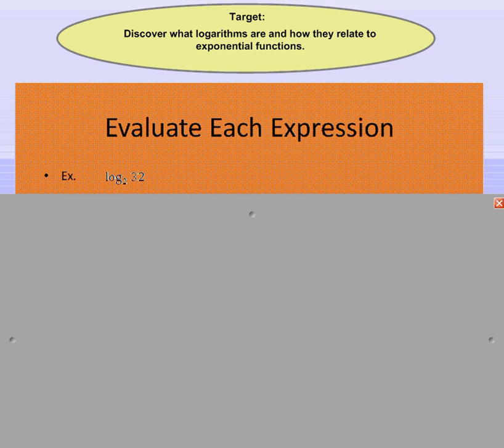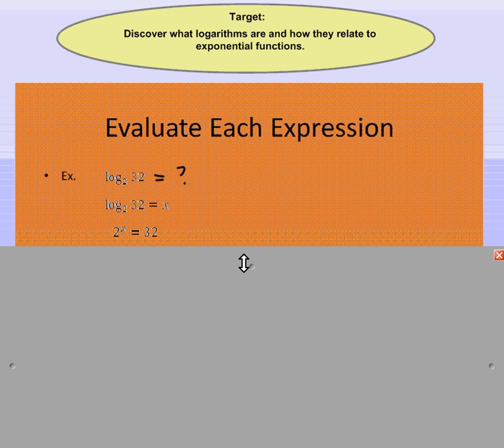This is going to allow us to evaluate. Basically, when evaluating, what we're going to be able to do here is take log base 2 of 32 and find what it's equal to. To do this, right now I'm going to say that it's equal to x. Then rewrite it in exponential form. Base 2 to the x power equals 32.